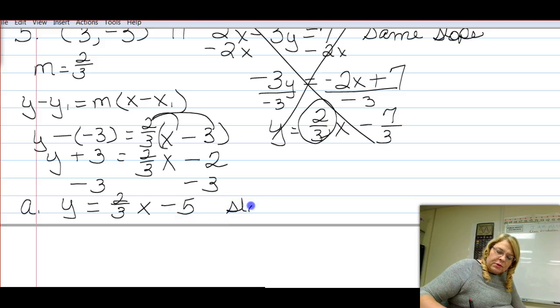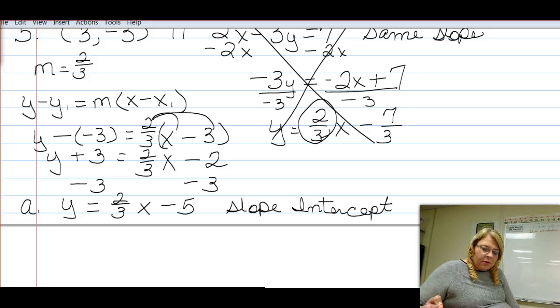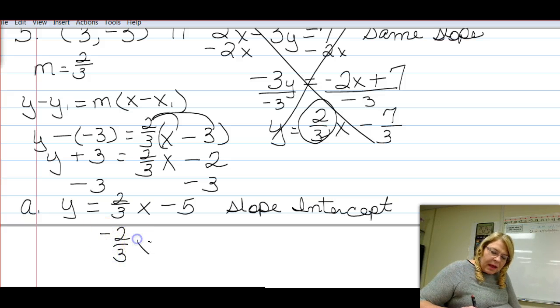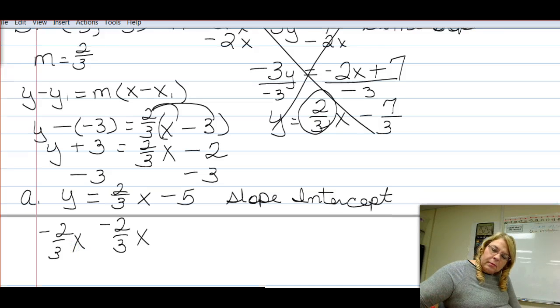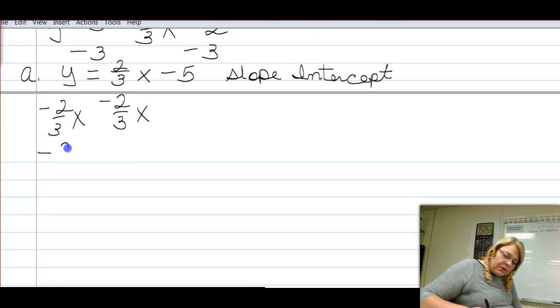They ask for slope-intercept form. Part B of this question asks for standard form. Again, to get standard form, I've got to get x and y together. I do that by subtracting the x from the side with the constant. That gives me -2/3 x plus y equal -5.